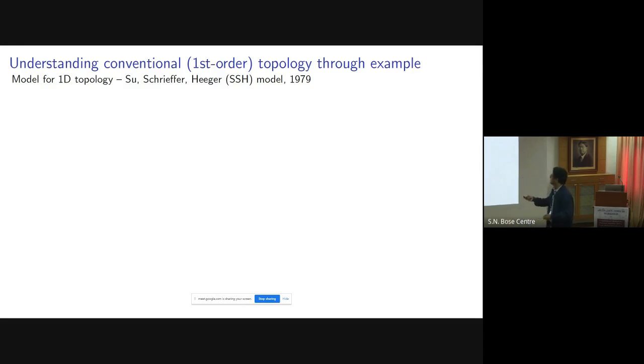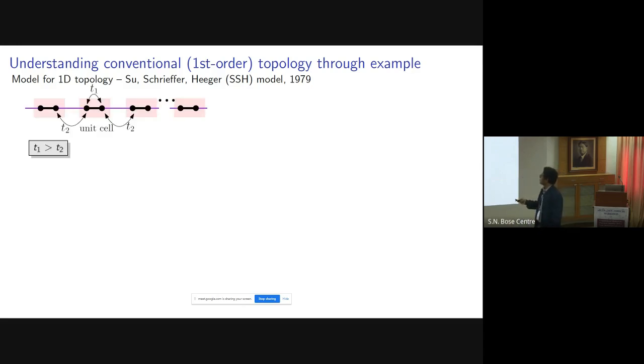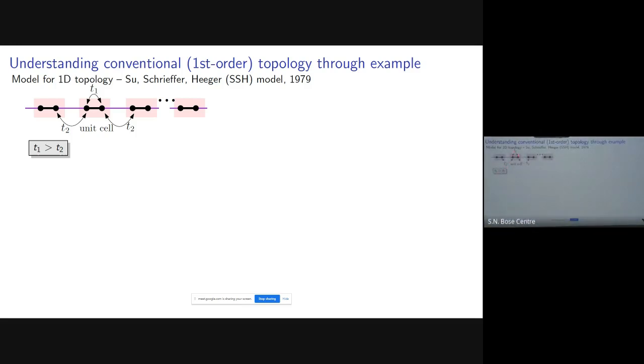So the model is as follows. It is just a one-dimensional model, where these black sites are places where electrons can live, and these black sites are connected to their adjacent sites either by a black bond or a purple bond. The unit cell of this model, everybody knows what a unit cell is, I have marked in this red box. Within the unit cell, electrons can tunnel or hop from one black site to the other with a hopping amplitude T1. And between two unit cells, electrons can hop with a hopping amplitude T2.